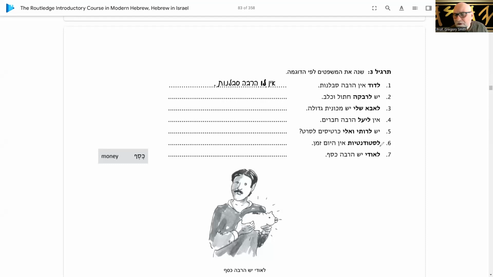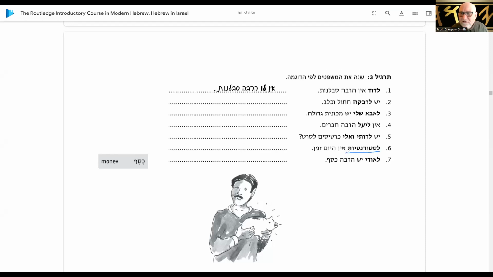Now, how about this one? La studentiot, the students, to the students, ain hayom zaman. There is not a lot of time today. There is not time today. We don't see harbe in there. So it's just ain hayom zaman. There is not today time. Okay, so how do we get these? Notice that it says la studentiot. So this has got to be all girls, I think. It's feminine. So I think we could put lahen.